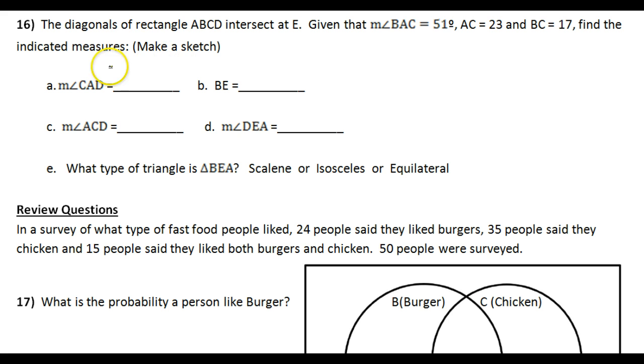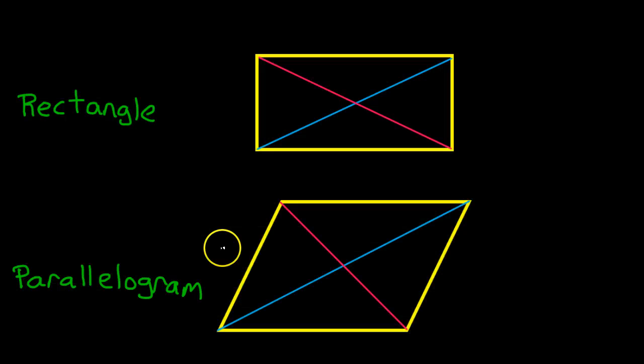Now in problem number 16, the diagonals of a rectangle ABCD intersect at E. And then we're given some information and we're supposed to find some things. So we need to draw a sketch, but first let me tell you one additional thing about a rectangle. Here we have a rectangle and here we have a parallelogram. First of all, a rectangle is a special kind of parallelogram.